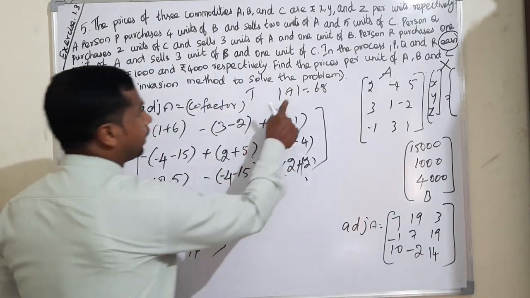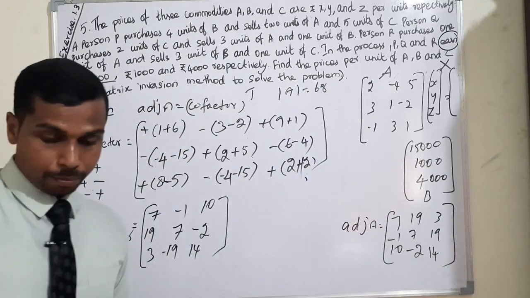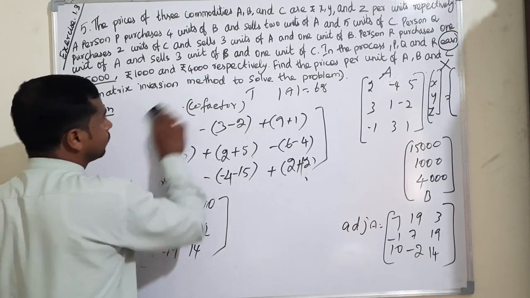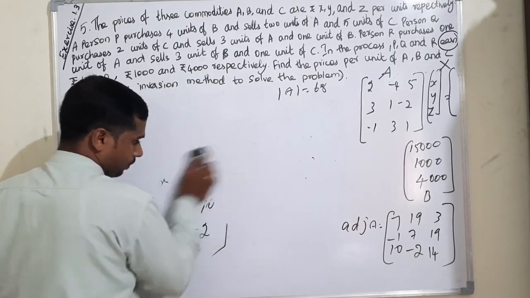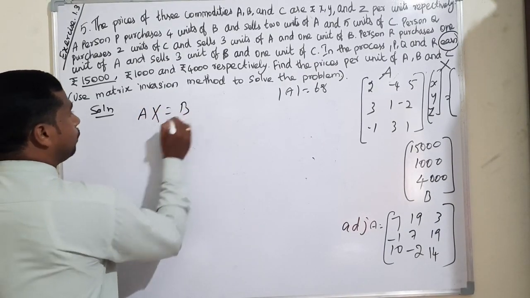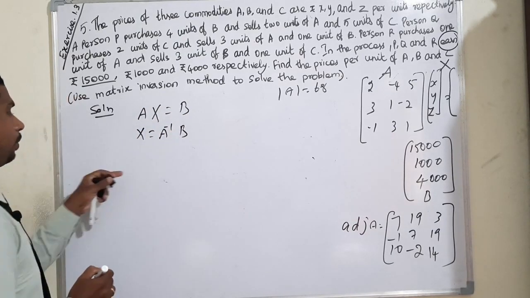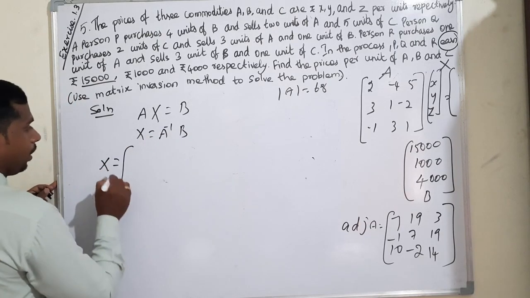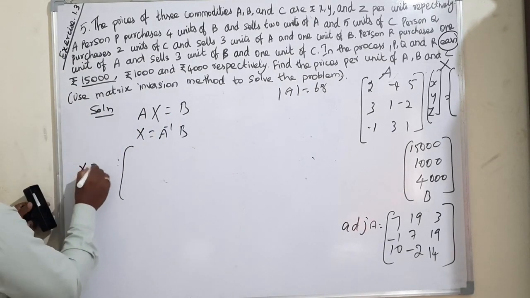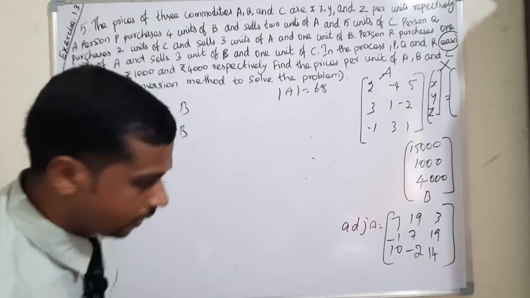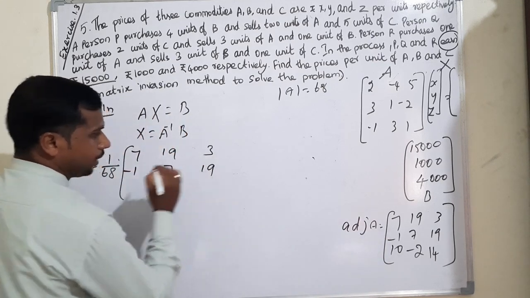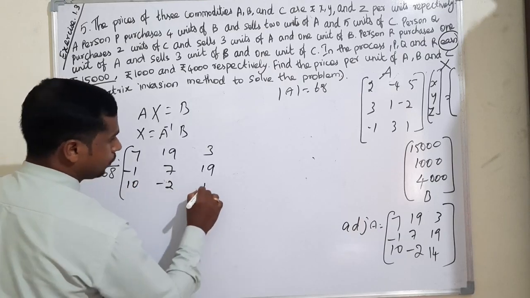So adjoint of A is ready, determinant of A is also ready. Then what is the meaning of the matrix inversion method? X is equal to A inverse B. So matrix inversion method: AX is equal to B means X is equal to A inverse B. So what is the meaning of A inverse? 1 by determinant of A. Determinant of A is equal to 68, isn't it? 1 by 68 into adjoint of A. Adjoint of A is equal to 7, 19, 3, minus 1, 7, 19, 10, minus 2, 14.